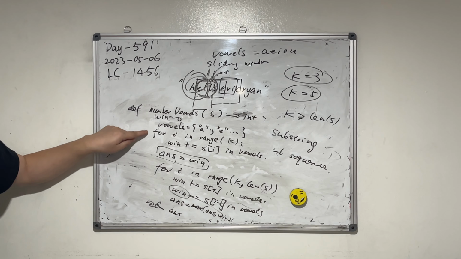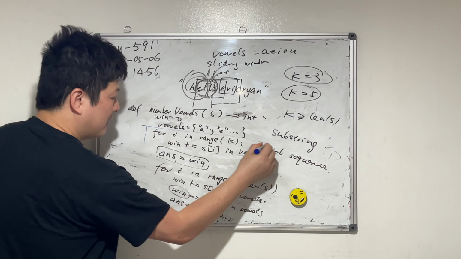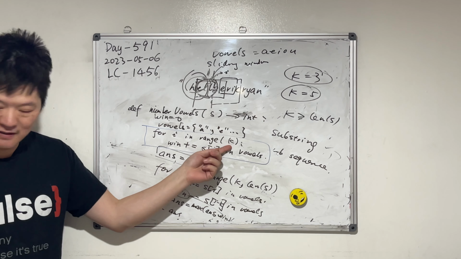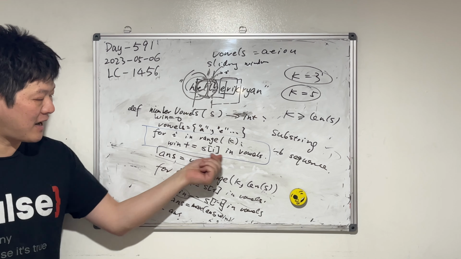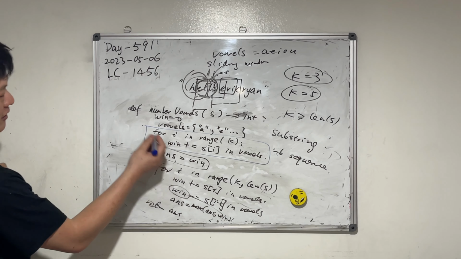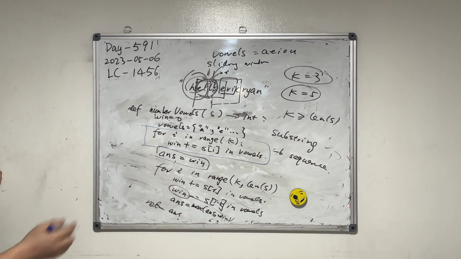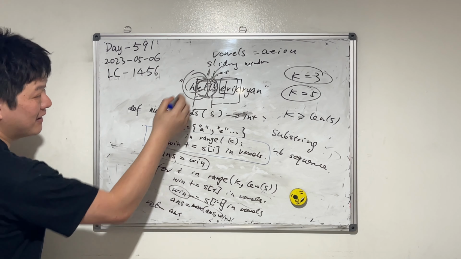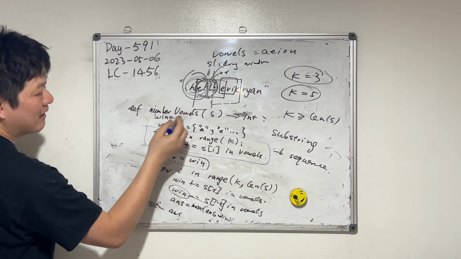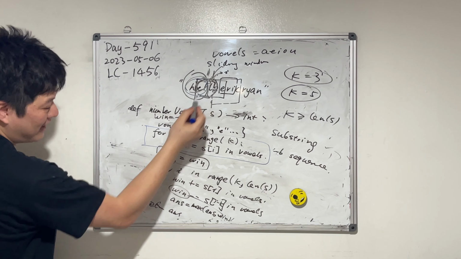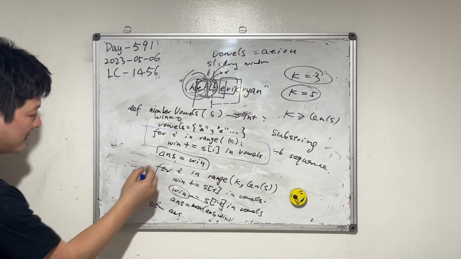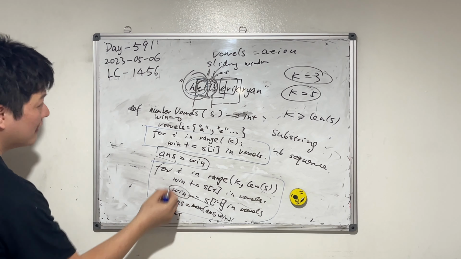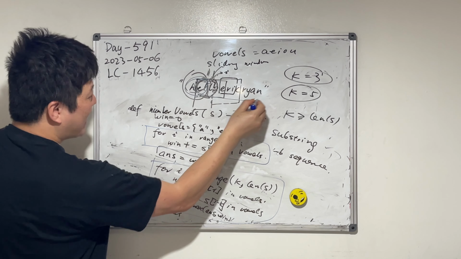This is a set. What's this doing here? For i in range K, win plus equals S[i] in vowels. So after this, win equals the count of how many vowels are in the first window, right? And then here, this loop starts from the second window to the end, right?